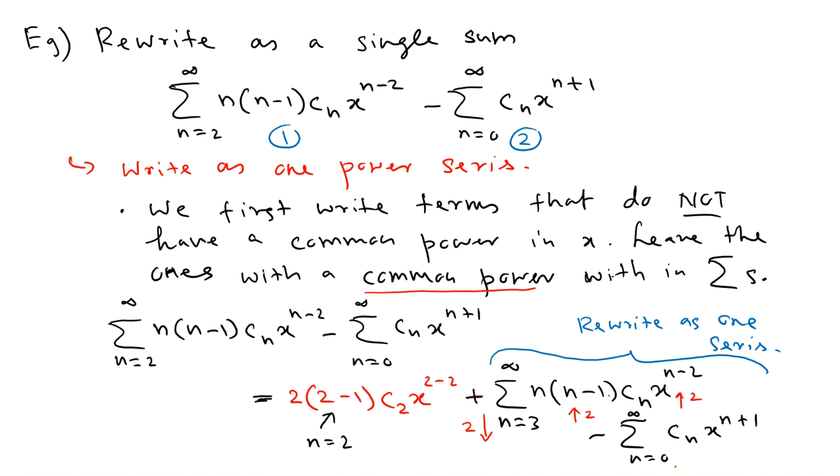Then you can start with 1. So then you can see when you go up by 2, this simply becomes x to the n. So do the same thing. To get the x to the n, you want to bring this down by 1, and then you can see you need to bring up by 1.